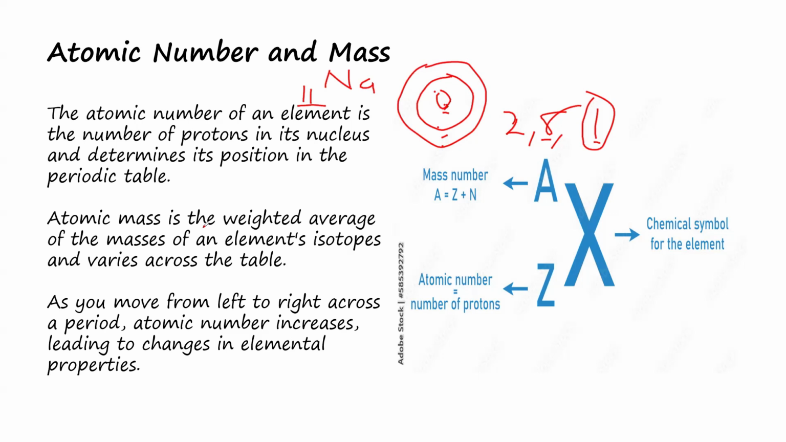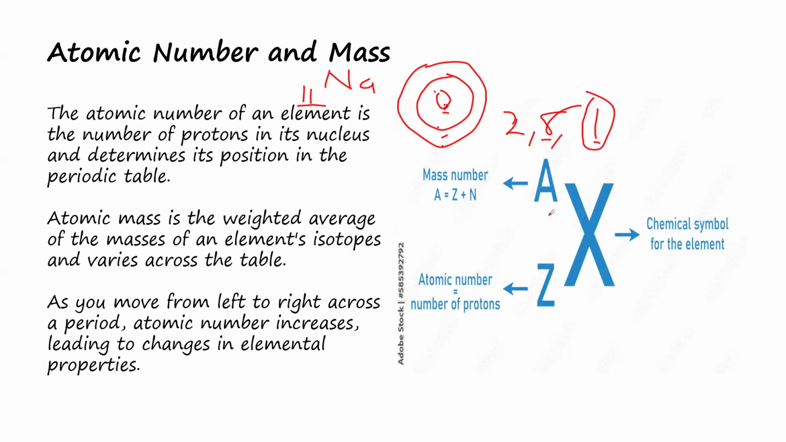Then atomic mass is the weighted average of the masses of an element's isotopes, and varies across the table. So you see, atomic number is the number of protons. Whenever you see atomic number, it means the protons of the element. And then the mass number is the sum of protons and neutrons. That is, when you add Z, the atomic number, plus the number of neutrons, it gives you the mass number of the element.